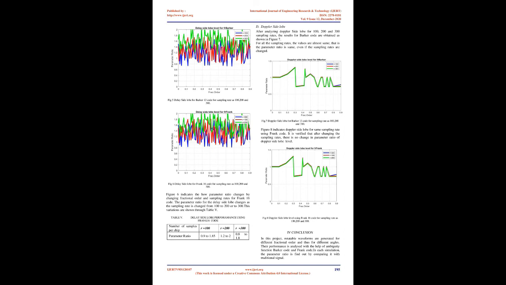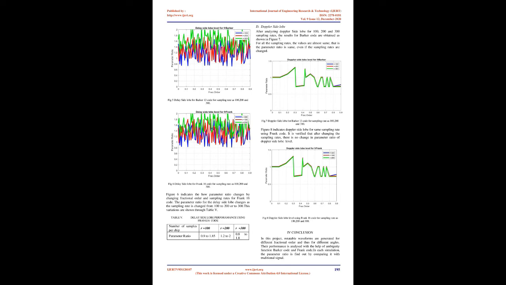Now instead of using Barker code, if Frank code is used for the analysis of delay resolution, the parameter ratio is changed drastically. The following figure 2 shows the analysis of delay resolution using Frank 16 code for sampling rates 100, 200 and 300. If the observations, x equals 0.2 to 0.5, are analyzed, then the findings can be explained by table 3. For sample rate r equals 300, for fractional order of 0.2 to 0.5, the parameter ratio is much better as compared to r equals 100 and r equals 200. That is, sampling rate r affects the delay resolution.